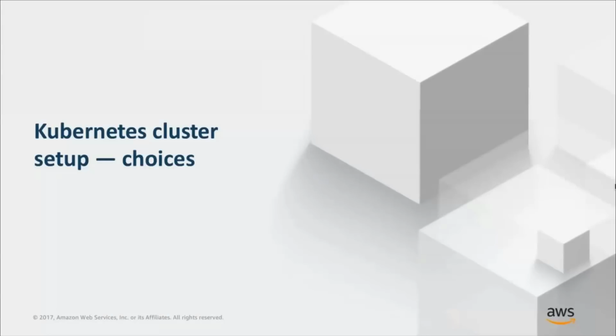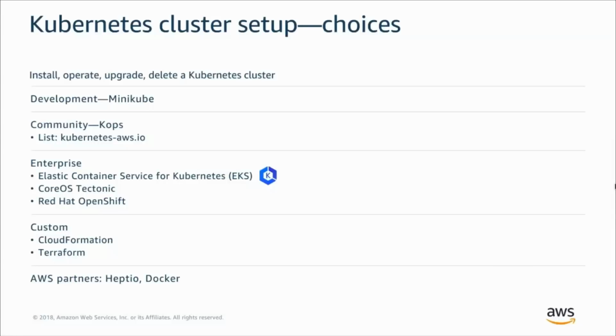So let's take a look at some of the Kubernetes setup choices that you have on Amazon. If you need a simple development environment, you can use a tool called Minikube, which is sponsored by the Kubernetes community, and there's active development there. What you get with Minikube is a single node Kubernetes cluster, and you can quickly stand it up on your laptop and work on your development activity on a day-to-day basis.